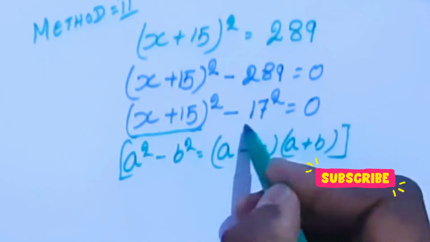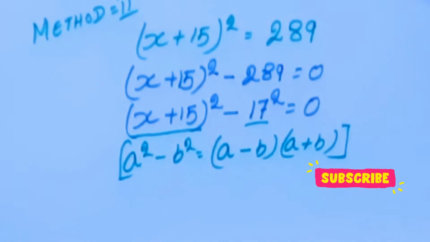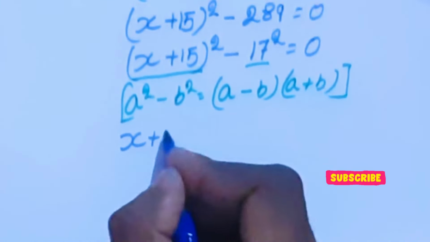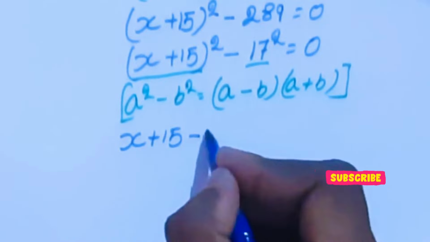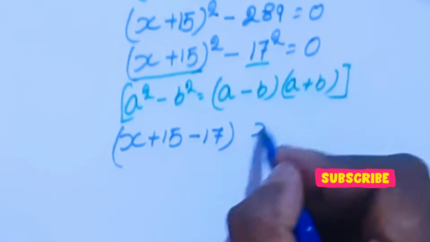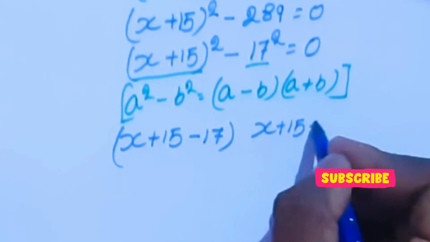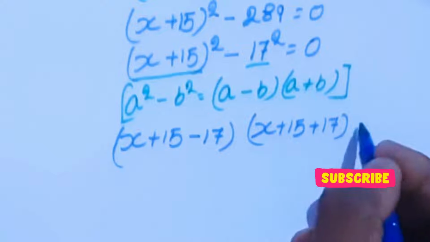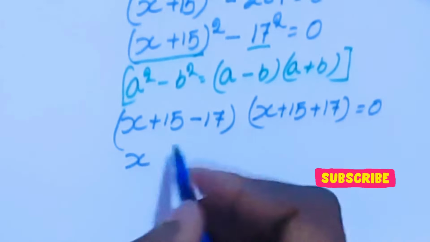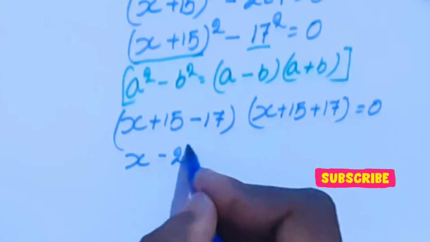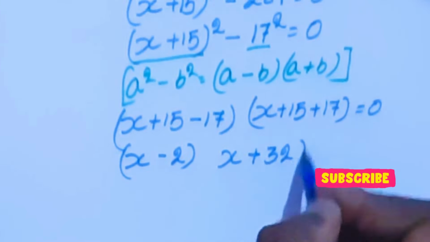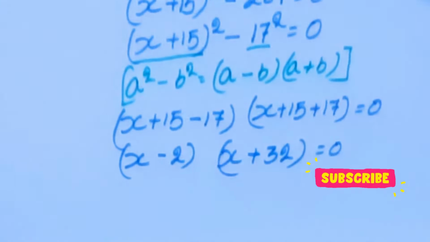Consider this is a, this is b. So (x + 15 − 17)(x + 15 + 17) = 0. Here (x − 2)(x + 32) = 0.